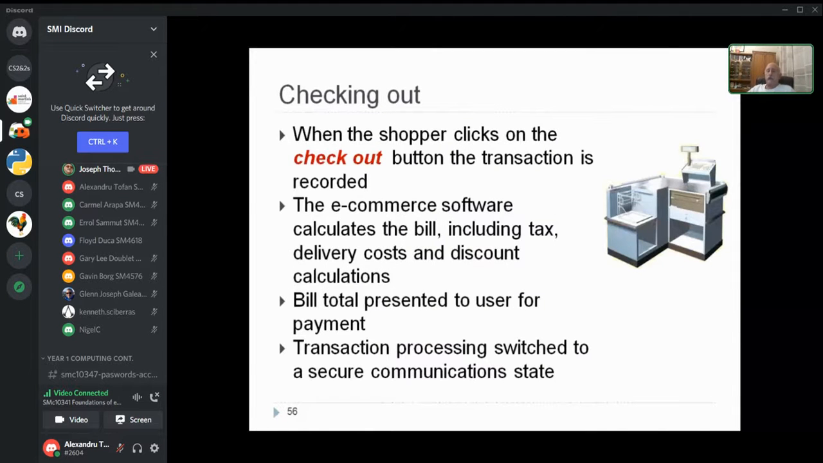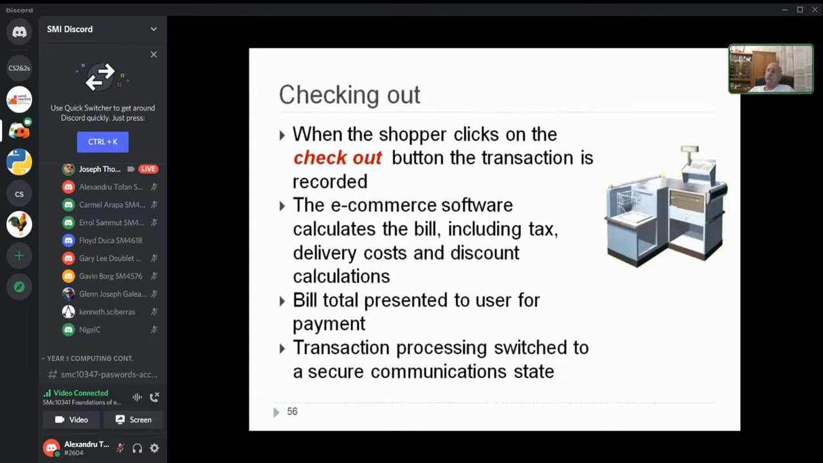When we proceed to checkout, this is where the transaction is recorded. Until you press the checkout button, the transaction is kept in abeyance. If you are picking items, they will be flagged as not available because someone else is buying them. But if you abandon your session, those items will go back to being available.